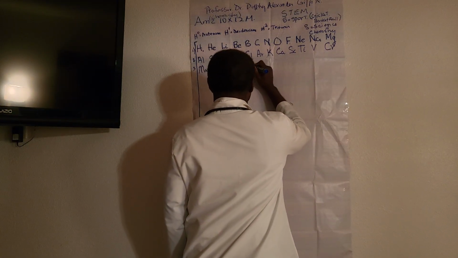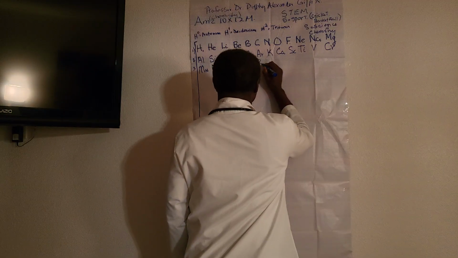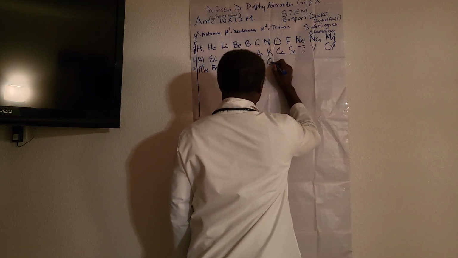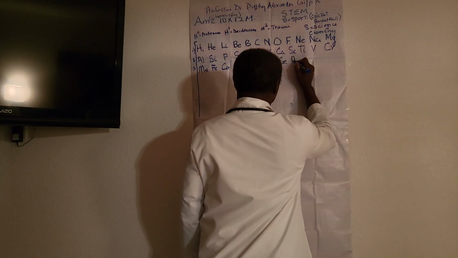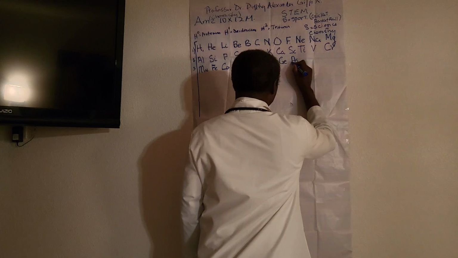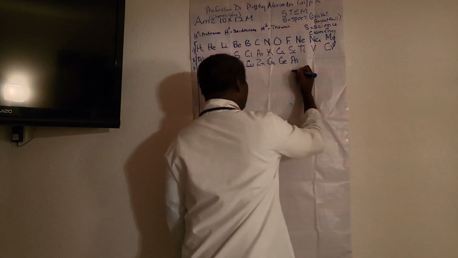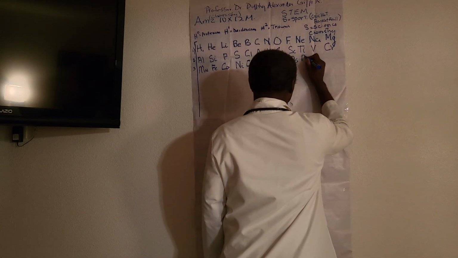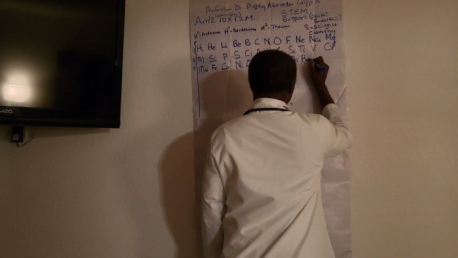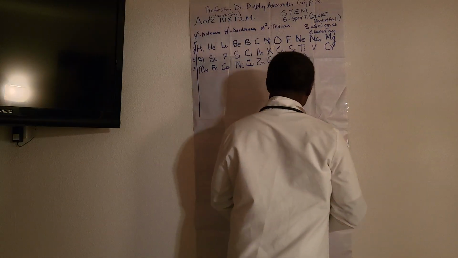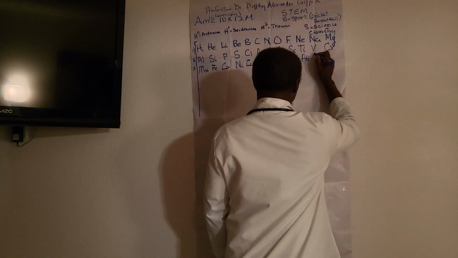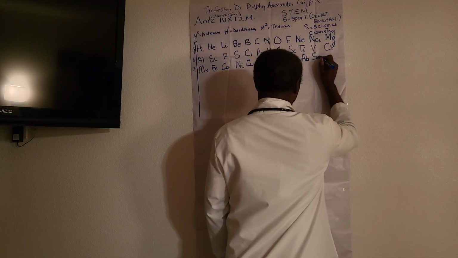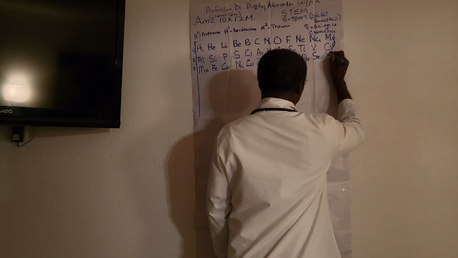29 of the copper, Cu, and 30 zinc, Zn, 31 gallium, Ga, 32 germanium, Ge, 33 arsenic, As, 37 would be rubidium, I think it's Rb because then Ru would be ruthenium, and that's for 44. And strontium for 38, and 39 would be yttrium.